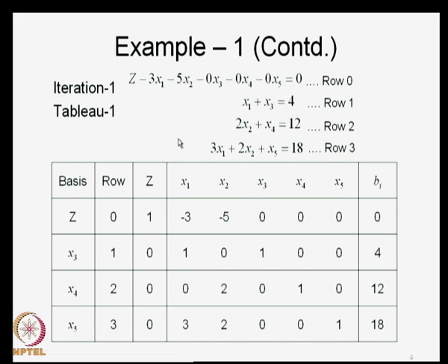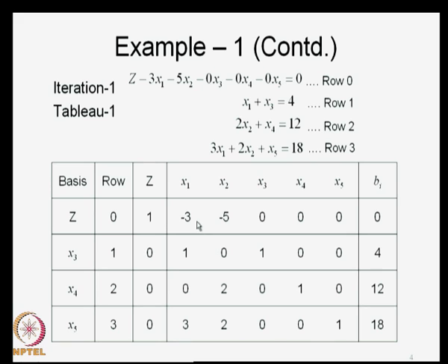Then once we construct this table, we ask this question, is this solution optimal? Whether the current solution is optimal or not is decided based on the coefficients in the z row. If there is at least one coefficient here which has a negative value, it means that the z value can be further improved by bringing that particular variable into the basis. The current basis consists of x3, x4 and x5. There are two variables with a negative value.